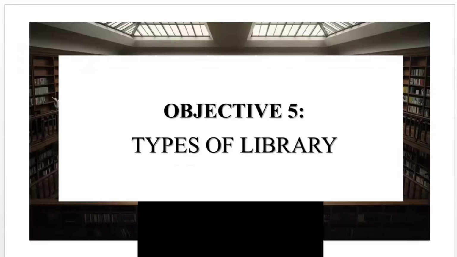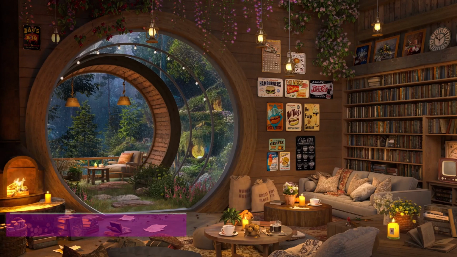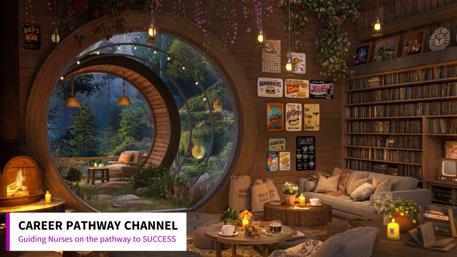Then we'll move on to the fifth objective, which is to look at the types of library. There are various types of libraries, and each serves a specific purpose based on the audience and the materials they house. So the main types of libraries include, first one we have public, second we have academic, the third one we have special, fourth one we have school, fifth one we have digital. So we'll take them one after the other.